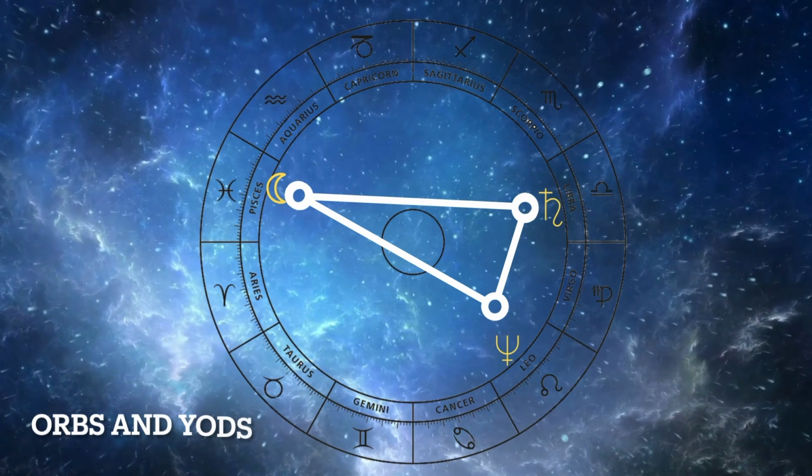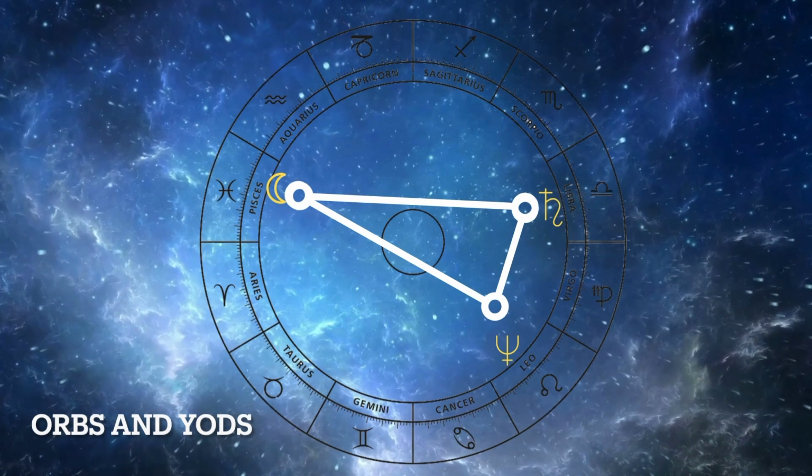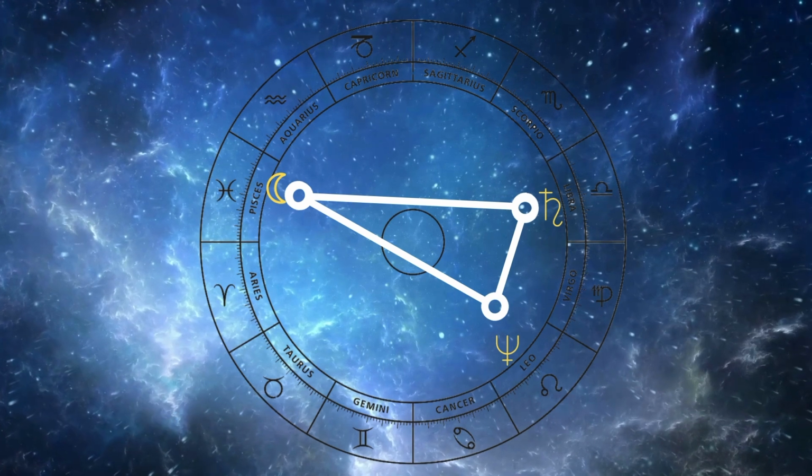Now, the question I always get is, what about orbs? What do we look at when it comes to orbs? So the traditional Yod is the easiest to decipher the orbs because it's exactly 2 signs away and then exactly 5 signs away. So if something is 0 degrees of Aries and 1 degree of Gemini, that is going to be 61 degrees away from each other.